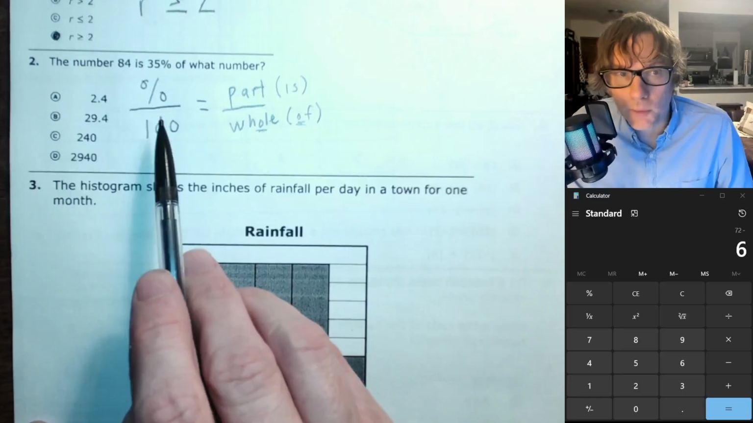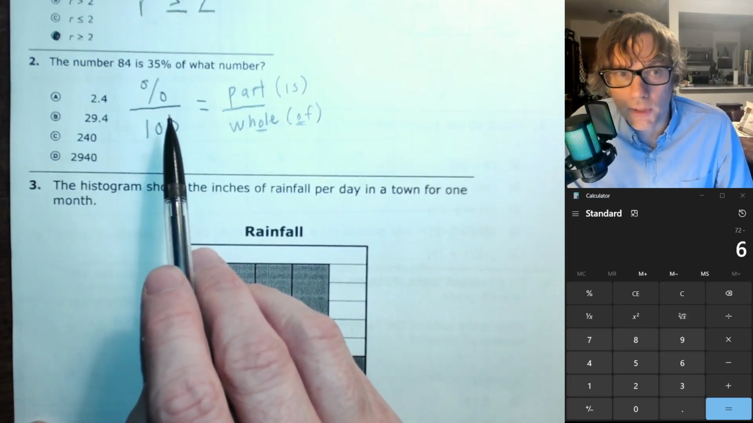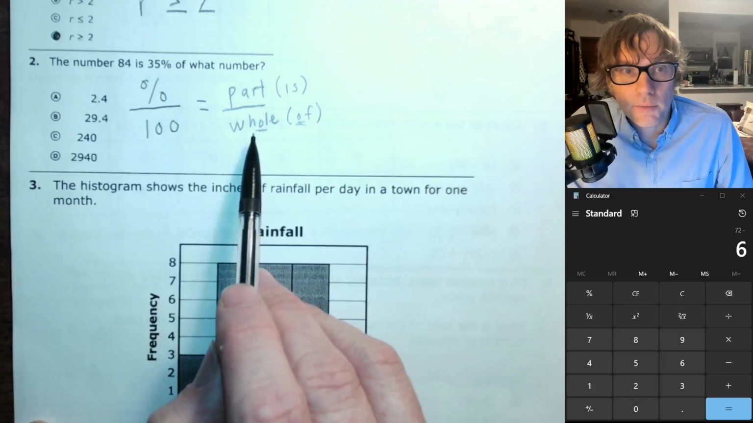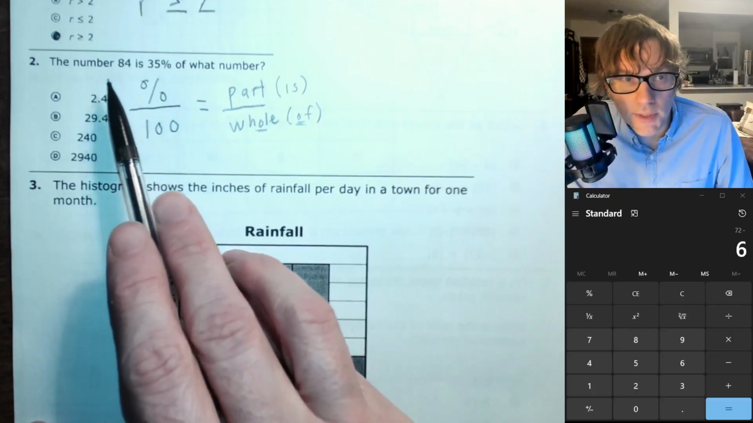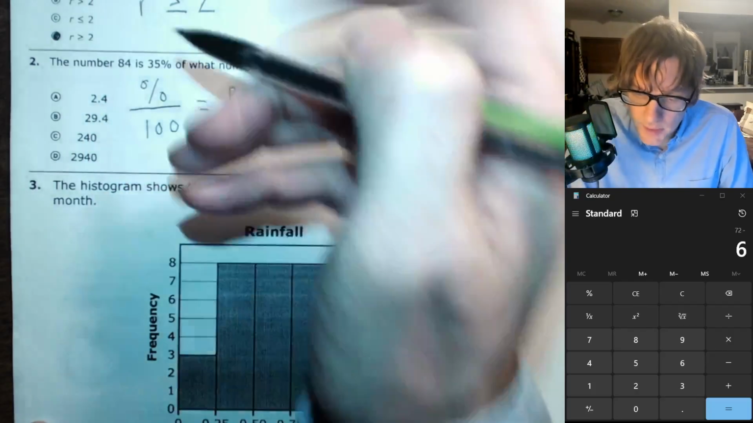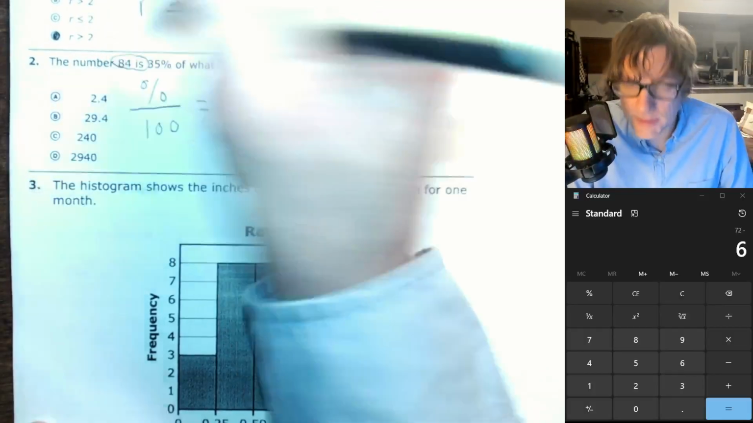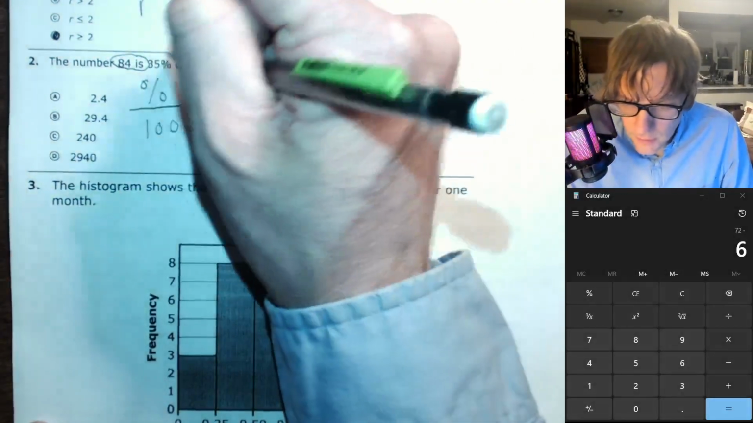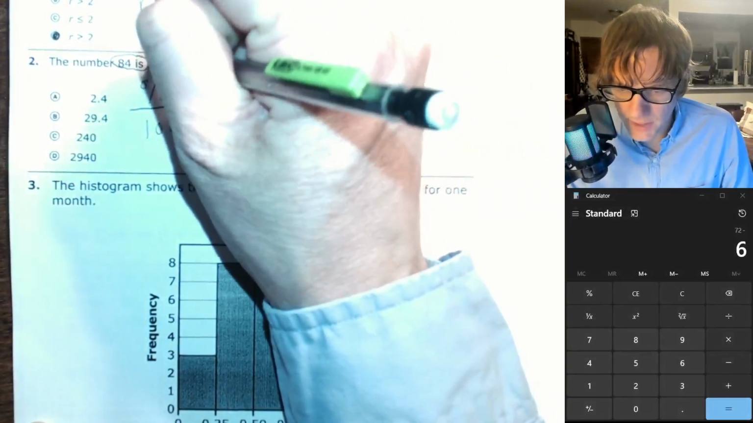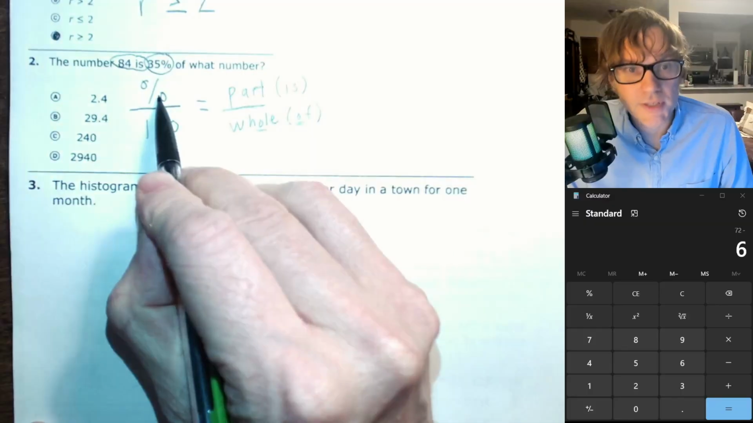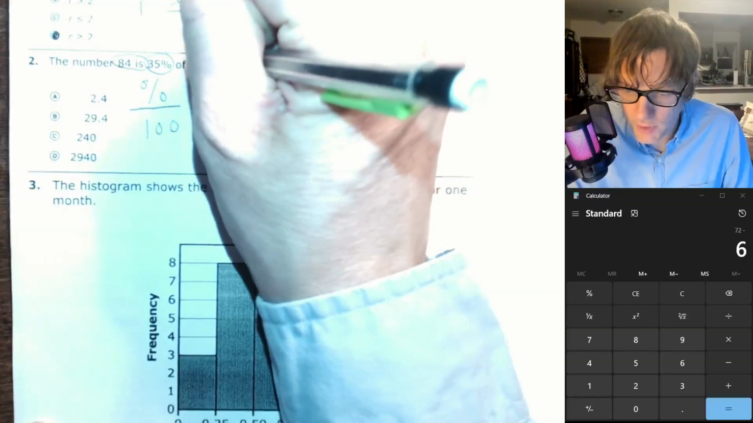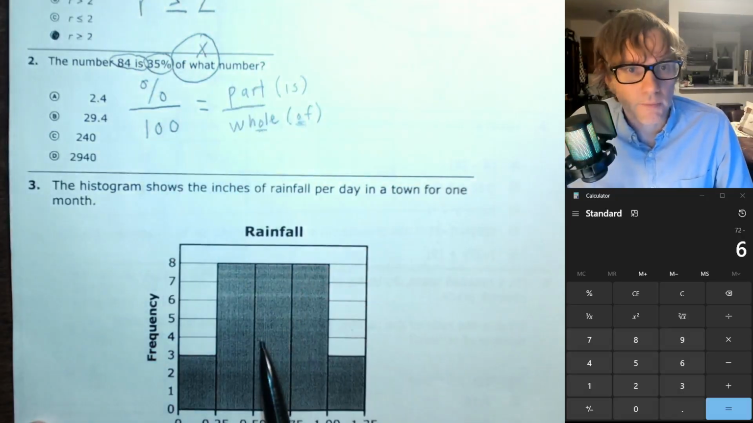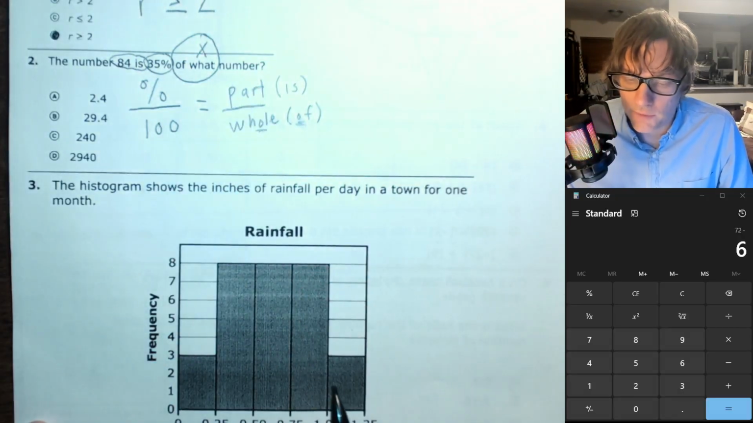But anyways, here's the formula. This is the percent proportion formula. You need to have this memorized. And basically, you just go through the problem, and wherever you see the numbers, you put it into the formula. So it says the number 84 is. So the 84 will go to the is spot. And the percent is 35. The 35 will go to the percent spot. And then it says of what. So the x is the what. So the x goes to the of spot. So now you just fill this in, and then you solve the proportion.